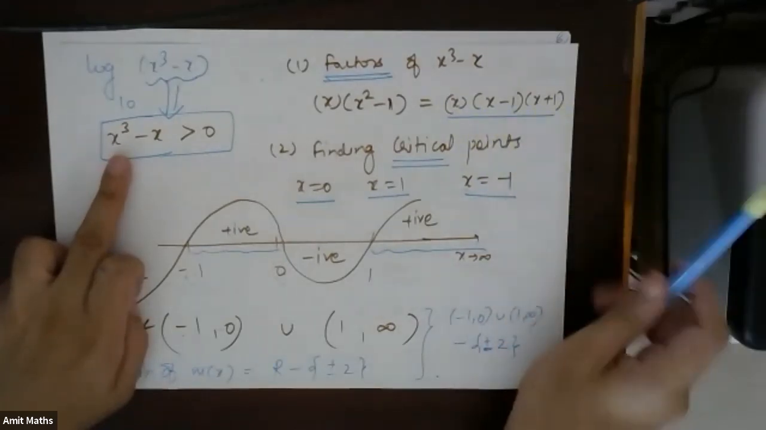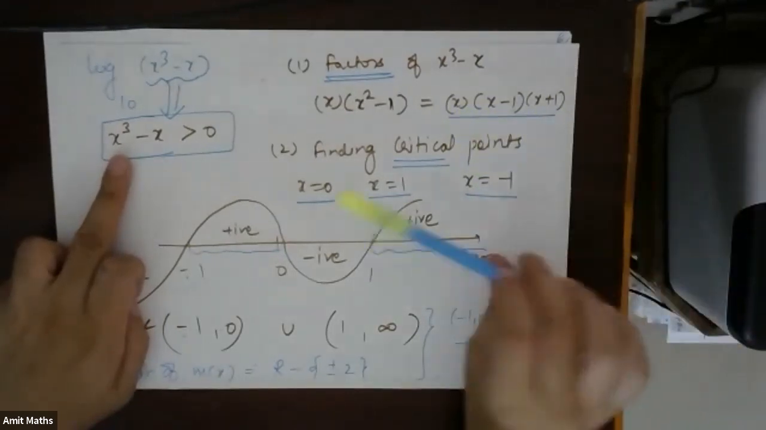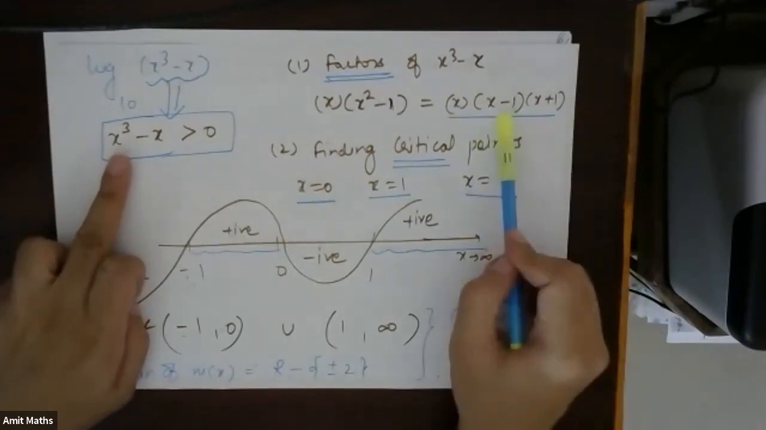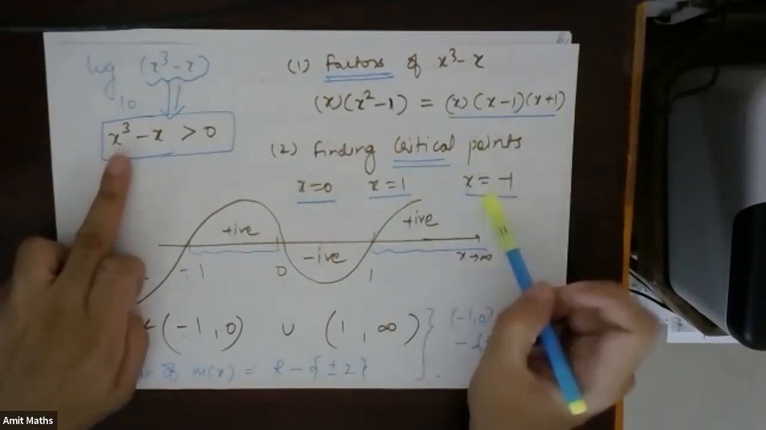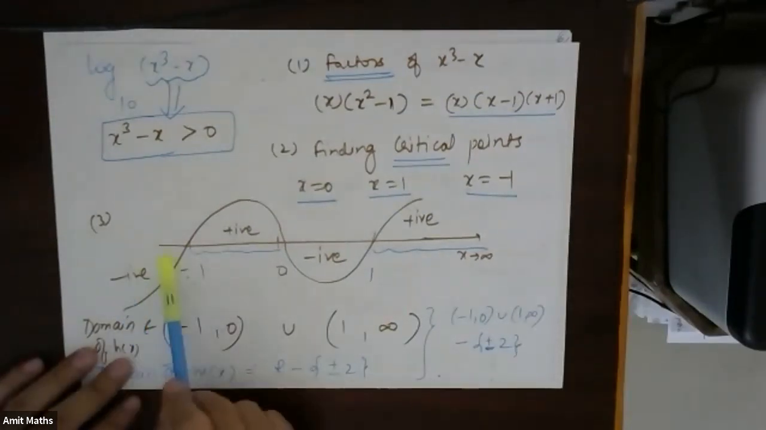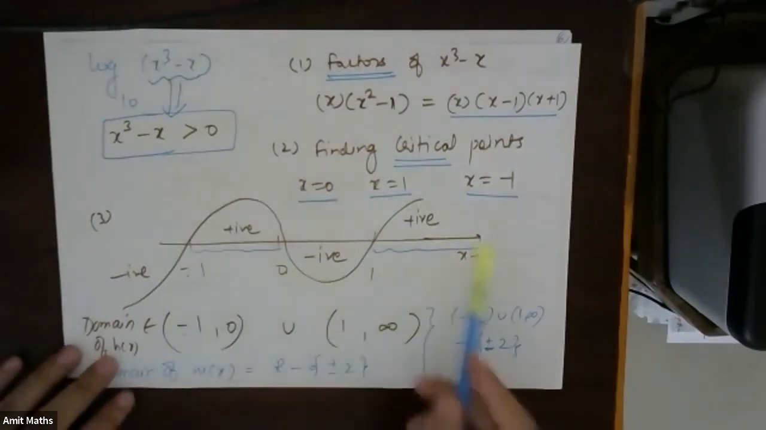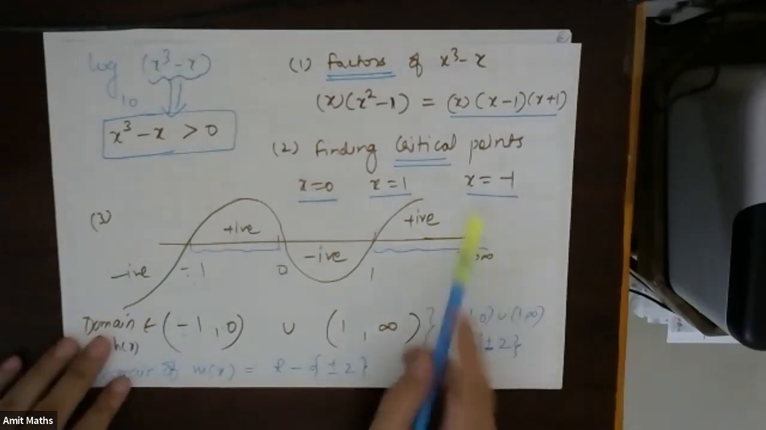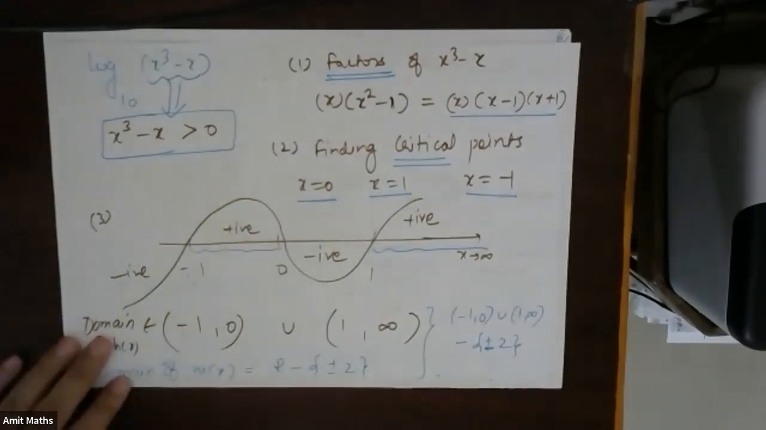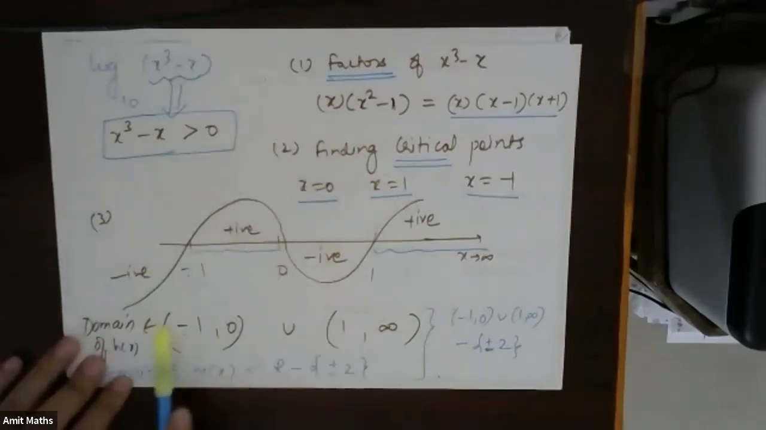Now finding the critical points. Critical points means we keep the different factors equal to 0. When the first factor is 0, x is equal to 0. When the second factor is 0, x is equal to 1. And the third gives x equal to minus 1. The third step of the wavy curve is arranging in ascending order: minus 1, 0 and 1. Then for x tending to infinity, I will find the sign. This is positive, negative, positive, negative. So these two intervals are positive. That means the domain of this part will be minus 1 to 0, union 1 to infinity.